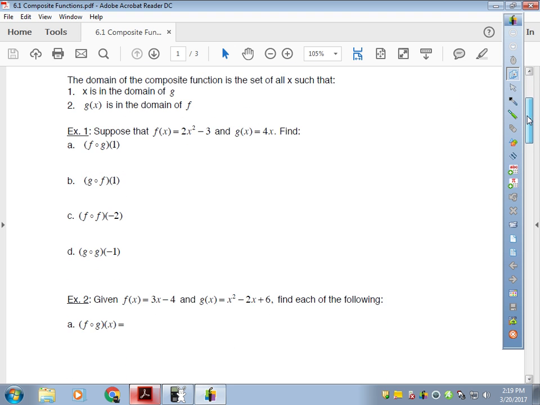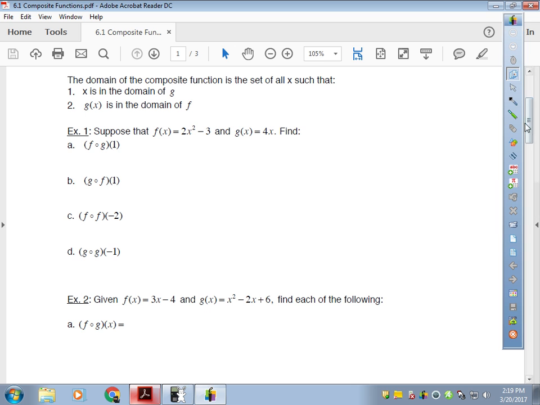Now, composition is not too bad. The thing that can be tricky is finding the domain. First off, you need to make sure that x is in the domain of g, and you also need to make sure that g of x is in the domain of f. So you have to actually check two different things, and it can make it a little bit tricky.